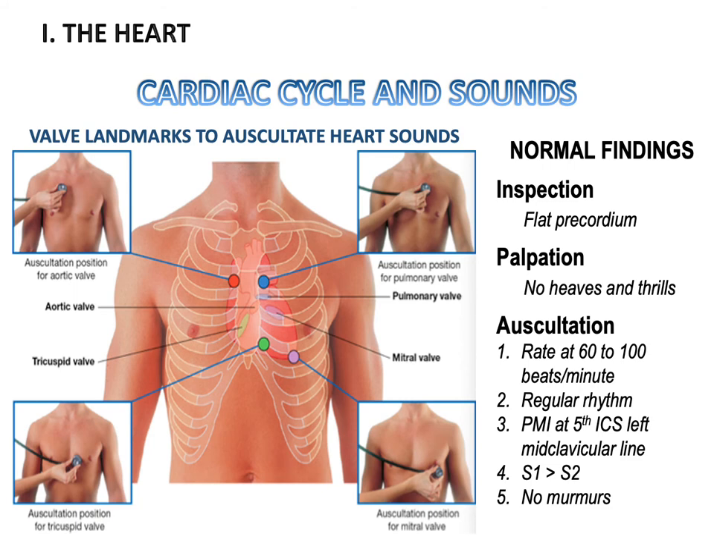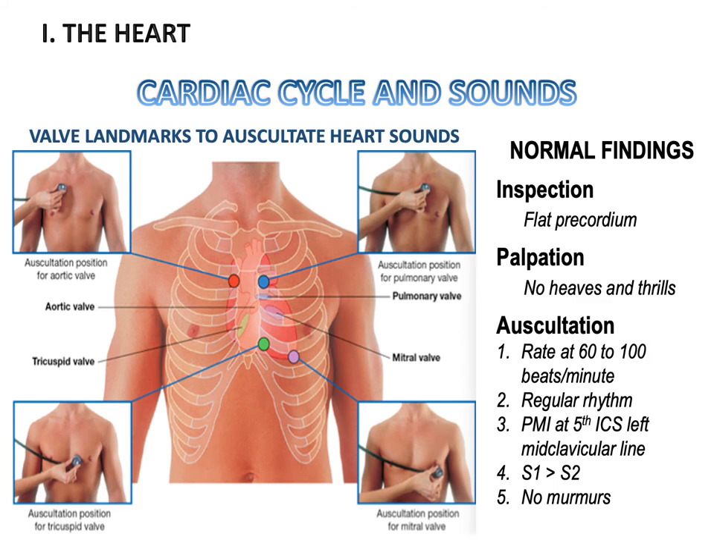To hear the tricuspid valve, we put now the stethoscope on the fifth ICS, just to the left of the sternum. And again, the mitral valve location to hear it best, that's the point of maximum impulse, the apical pulse, on the fifth ICS, left midclavicular line.